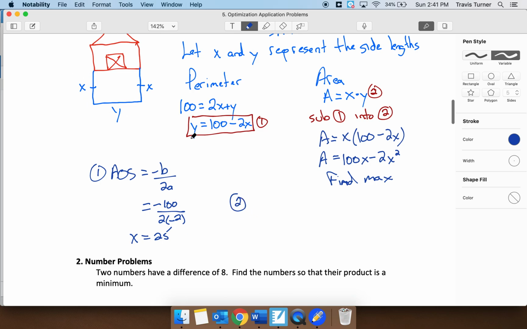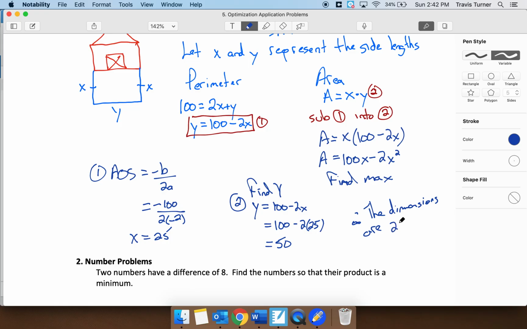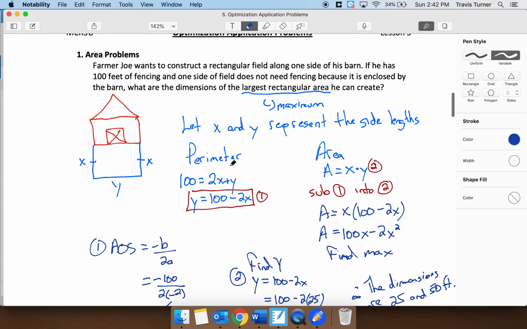And the second part is to just figure out what y is. So we've got this equation here, y equals 100 minus 2x, which is 100 minus 2 times 25. 100 minus 50 becomes 50. So therefore, the dimensions are 25 and 50 feet. And that's it. All of these questions that involve area and perimeter are going to be the same.